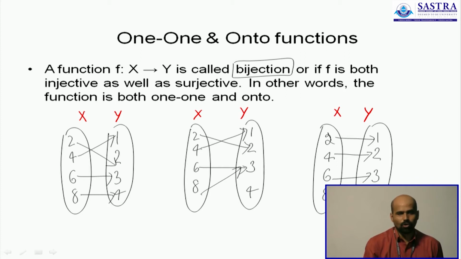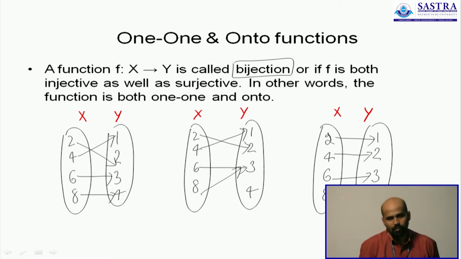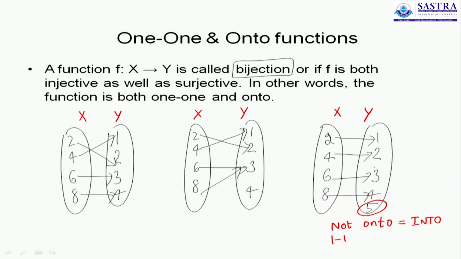Now, if you look at the far right corner, this function from X to Y, where 2 goes to 1, 4 goes to 2, 6 goes to 3 and 8 goes to 4, you will see that this element 5 does not have a pre-image, a defined pre-image in the set X. So, this is not onto. Some textbooks also call such functions into functions, where one such element gets missed out. It is not part of the set of all images. So, it is not onto, but it is still one-to-one, because every element has a unique image in the set Y, and hence you cannot call this a bijection.